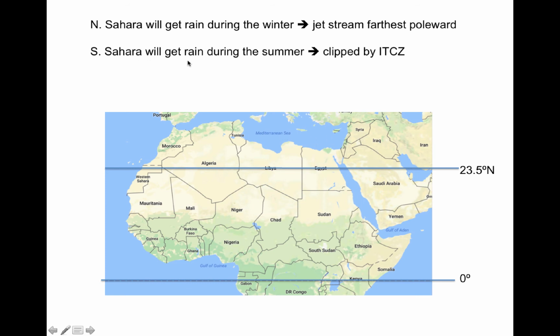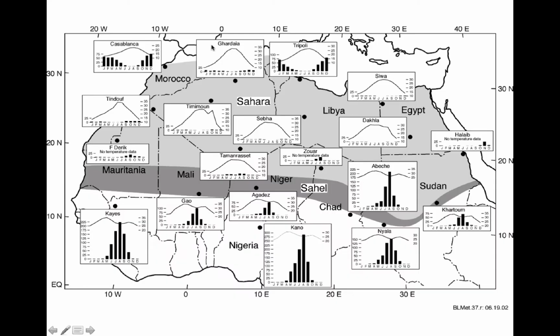The South Sahara, on the other hand, you can see the kind of green line down here in Nigeria, the Sudan, and Ethiopia. They're going to get their precipitation during the summer because that's when the ITCZ is going to clip them. The jet stream storms never get that far south, so they don't have a chance to get winter precipitation. So we can look at those distributions across the Sahara here.